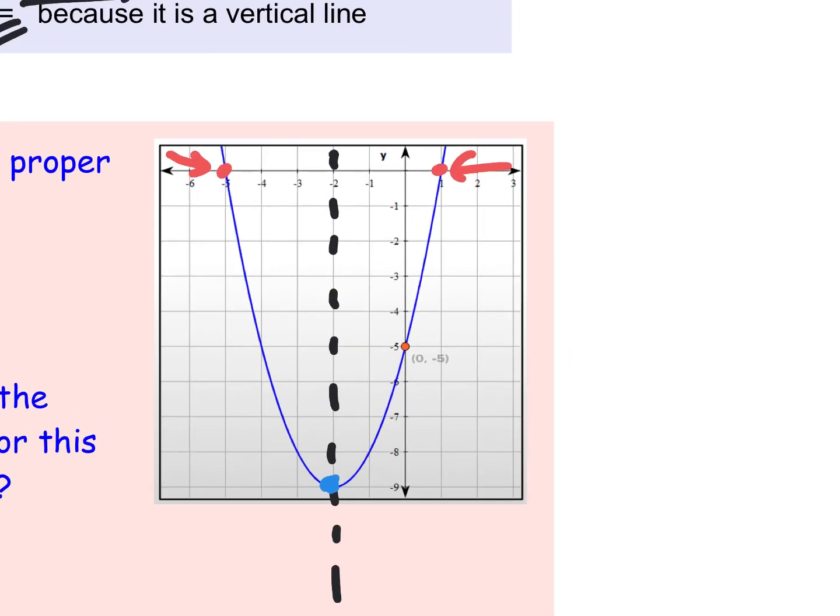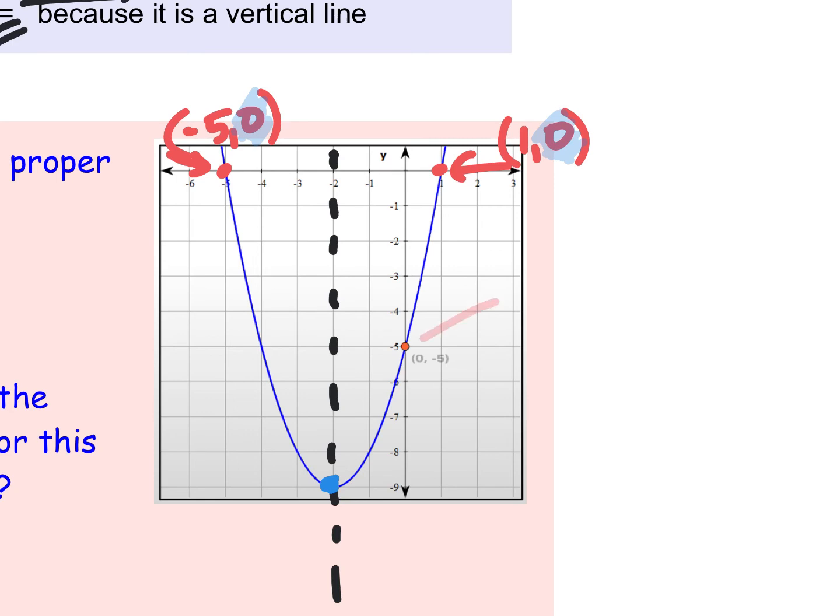This spot, (1, 0), that's the x-intercept. And this spot, (-5, 0), it's the x-intercept. Notice, the x-intercept has a y of 0. See? X-intercepts, y is 0.